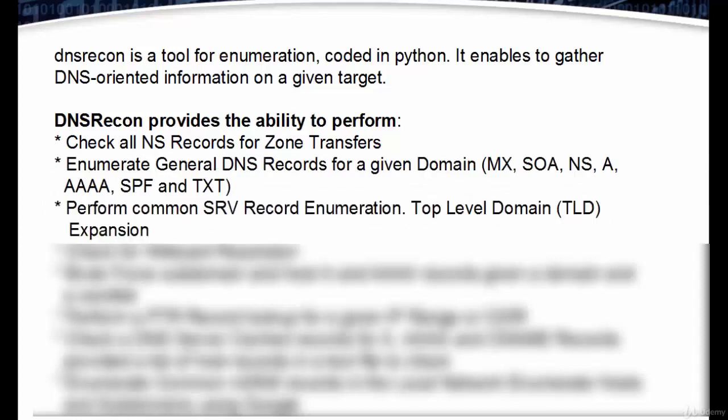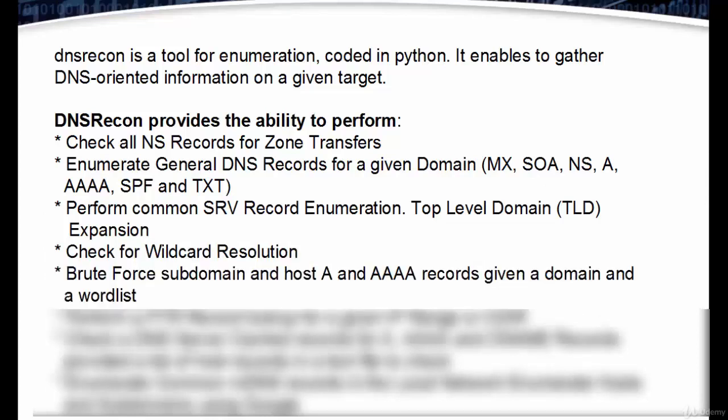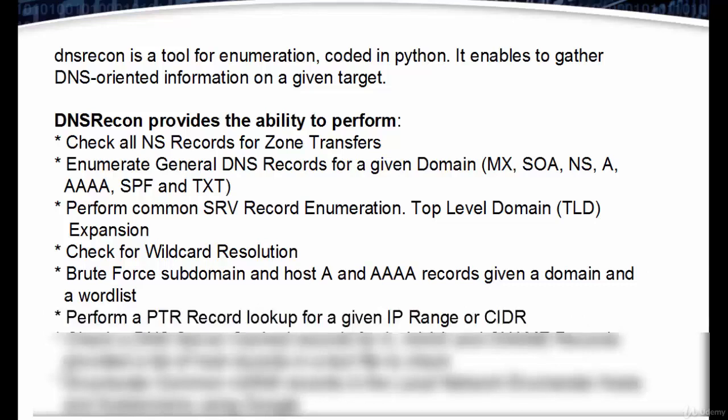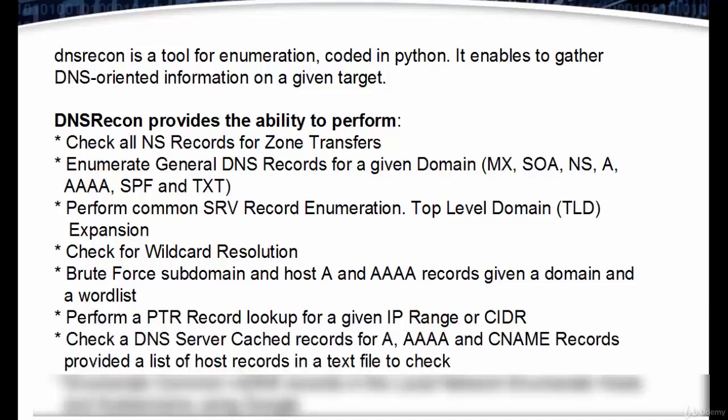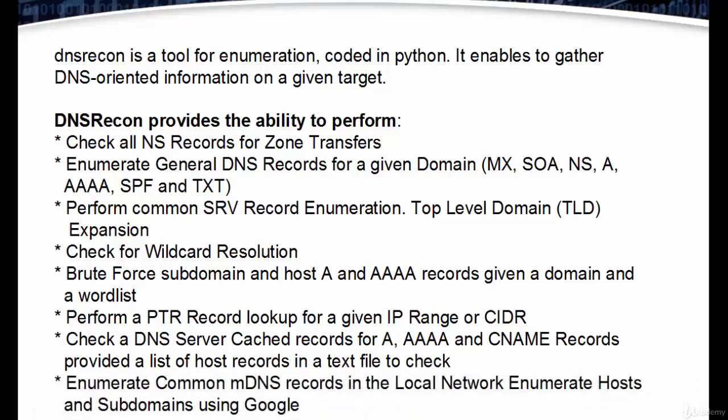domain, perform common SRV record enumeration, top-level domain expansion, check for wildcard resolution, brute force subdomains, and host A and AAAA records given a domain and a word list. Perform a PTR record lookup for a given IP range or CIDR. Check a DNS server cache for A and CNAME records, provided a list of host records in a text file to check. Enumerate common mDNS records in the local network, and enumerate hosts and subdomains using Google.